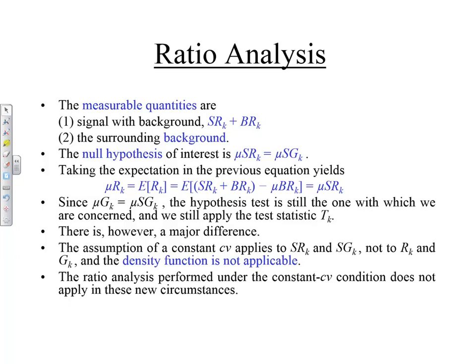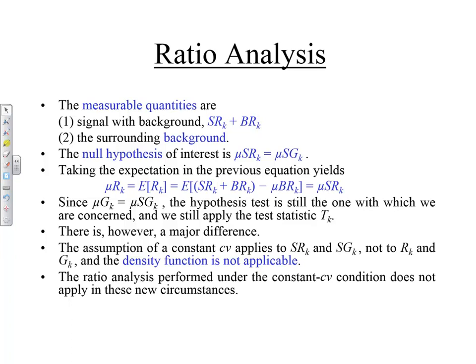So taking the expectation in that earlier equation yields that the mean of the red is the expected value of the red signal that is measured at the kth spot. So you do the expectation operator and you get the mean of the original signal. Similarly you can show that the mean of the green signal measured at the kth spot will be the same as the actual signal that you're interested in measuring at the kth spot.